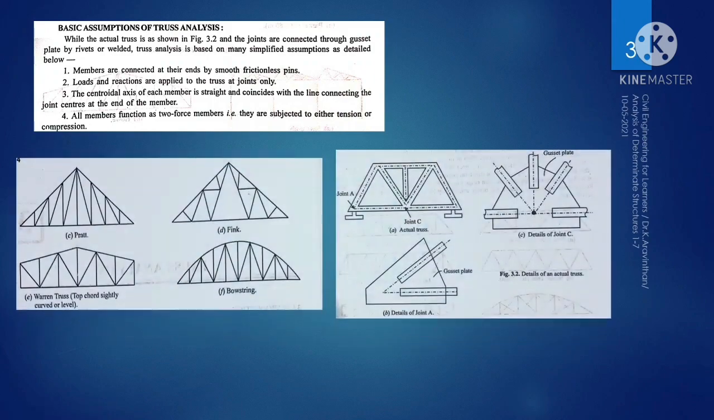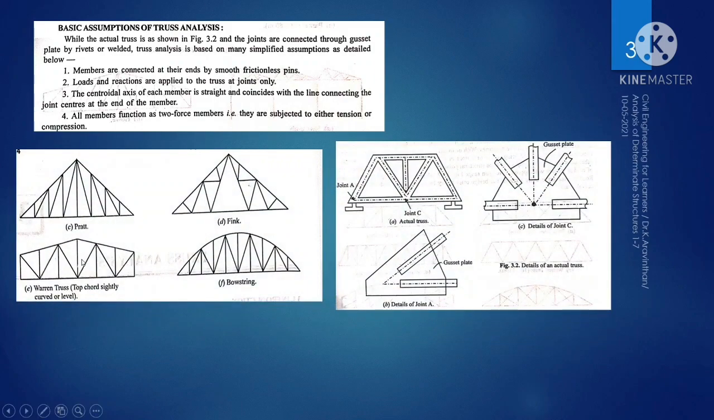while analyzing. Okay, the members are connected at their ends by smooth frictionless pin joints. You can see these are the ends. This is one end and this is the other end. So for each and every truss you will have the ends of supports and ends of joints. At each and every joint, the joint is connected by a pinned joint. So it may be a bolt or it may be a rivet. Okay, this is the first assumption, and the next thing is the load and reaction are applied to the truss at joints only.